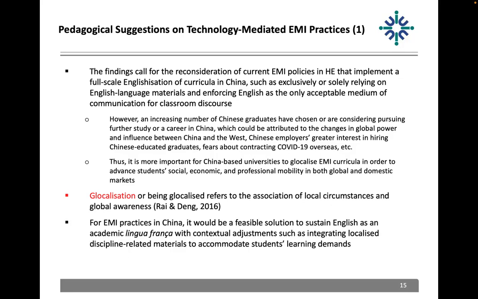So for the EMI practices in China, it would be a feasible solution to sustain English as an academic lingua franca with contextual adjustments, such as integrating localized subject-related materials to accommodate students' learning demands.